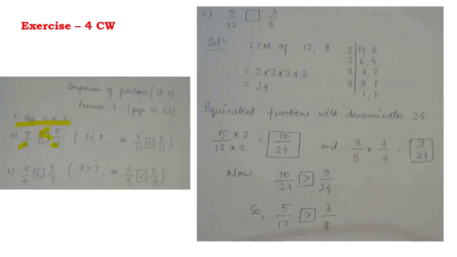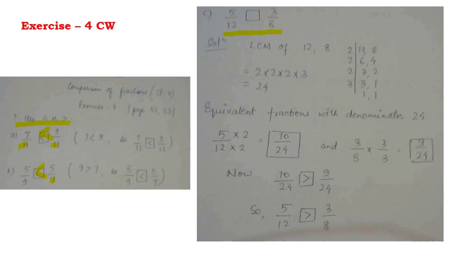Clear? B is 5 by 9 and 5 by 7. Now here if you see, the numerators are same. So the fraction with the smaller denominator is the bigger fraction. So 5 by 7 is greater than 5 by 9, or you will say 5 by 9 is smaller than 5 by 7.